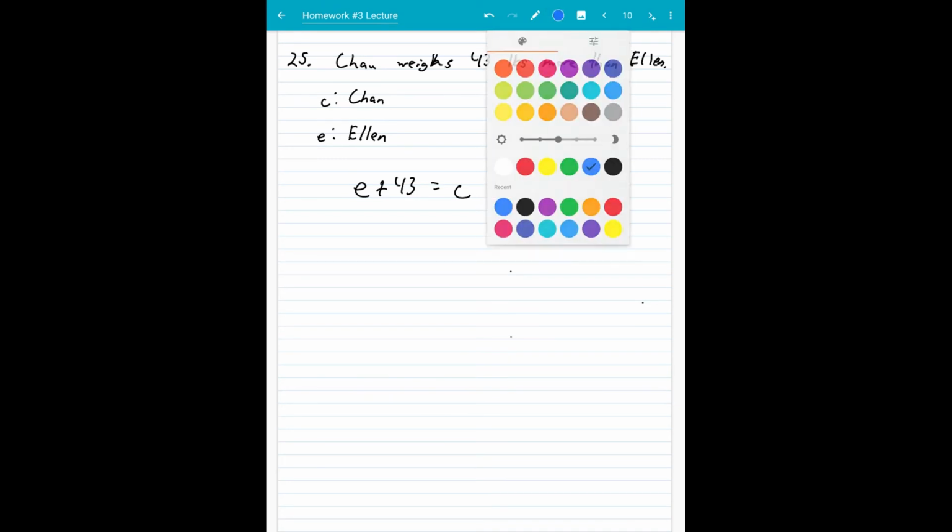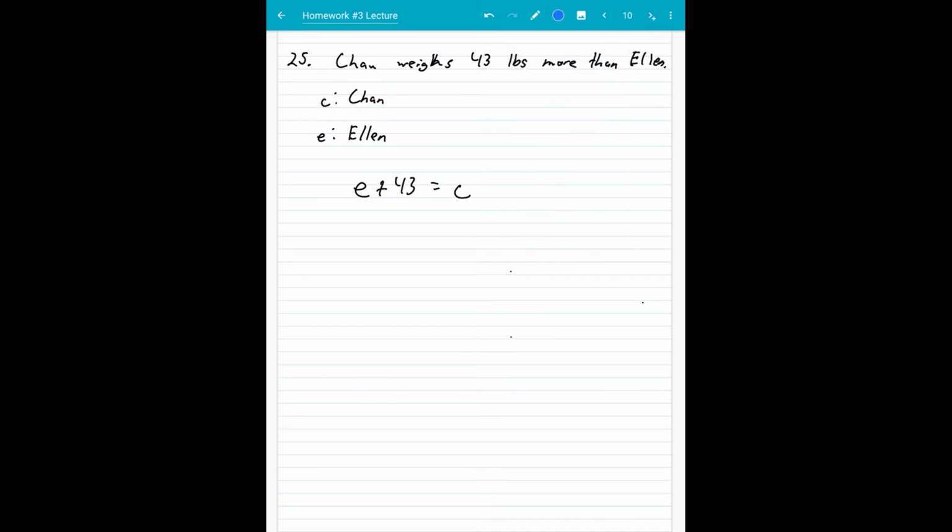So whenever I'm reading this, I can say Chan, this part, is 43 pounds more than Ellen. It translates completely fine. Of course, you could have written it as C equals E plus 43 as well. Doesn't matter which side the C is on. So C is equal to E plus 43. Chan is 43 pounds more than Ellen. That would be a correct way to write it.